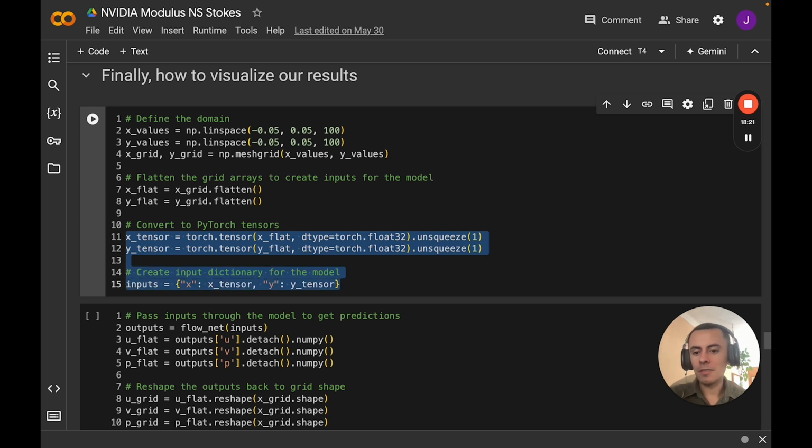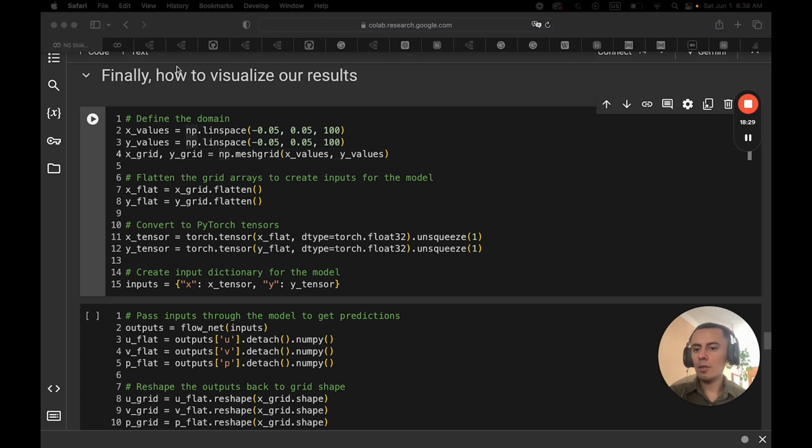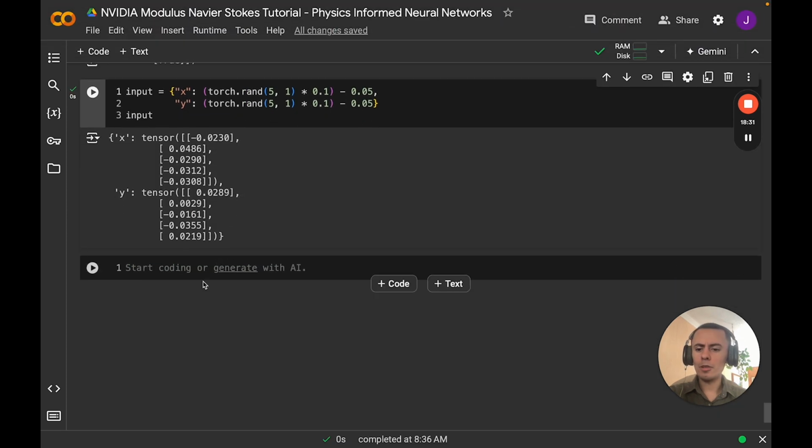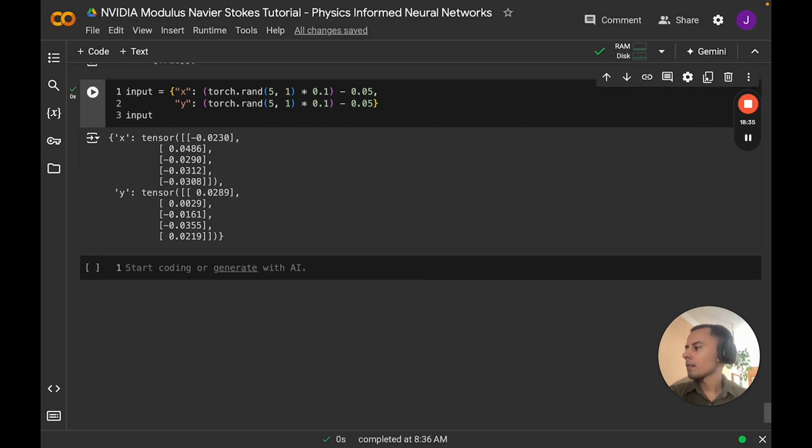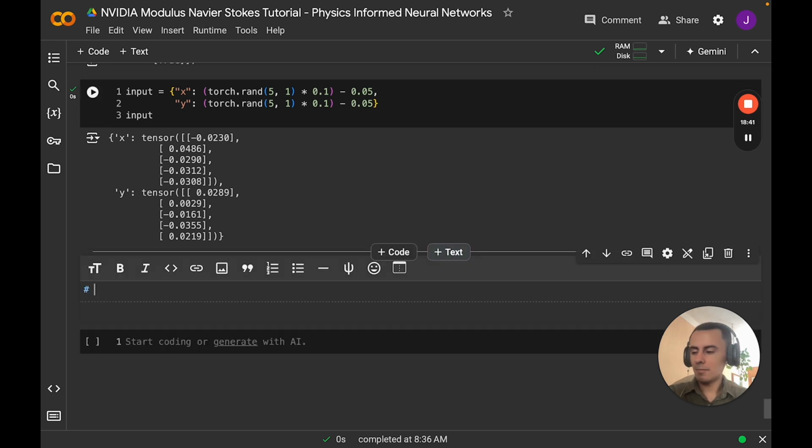And then we get the input. Oops, I'm sorry about that. This is the way to do it. Yeah, so let's actually go over that. Follow along. Okay, so how to evaluate the PyTorch model? Okay, and finally, let's see how to visualize our results.